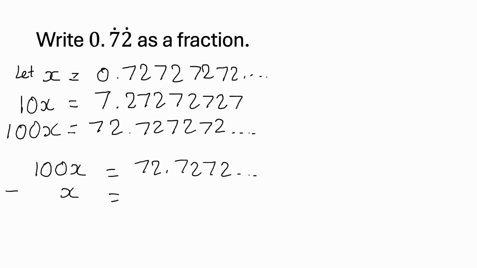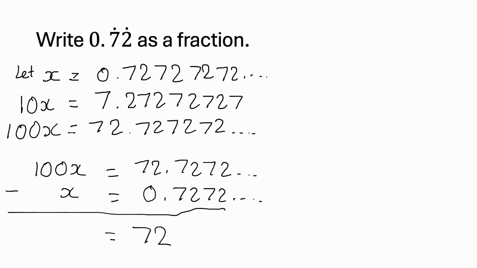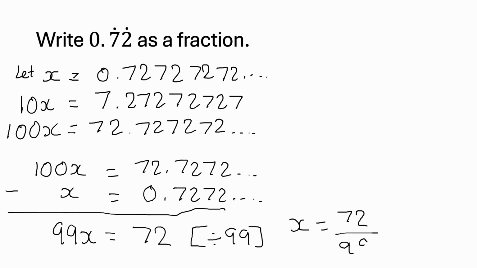So if we do 100x subtract x, same thing as saying 72.7272 and 0.7272. If we subtract that, this side we get a 72. 100x take away 1x is 99x. So if we want to make x the subject here, essentially what we need to do is divide by 99. So x is equal to 72 over 99.